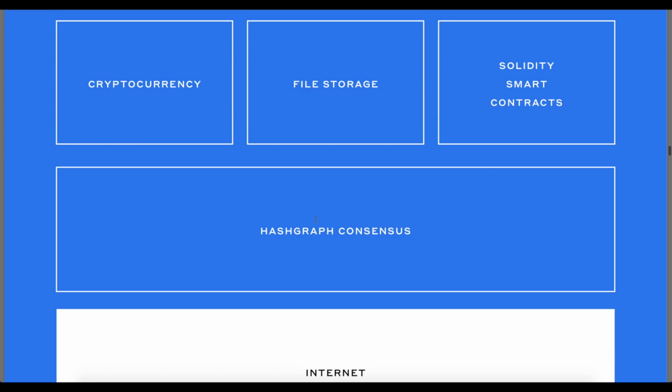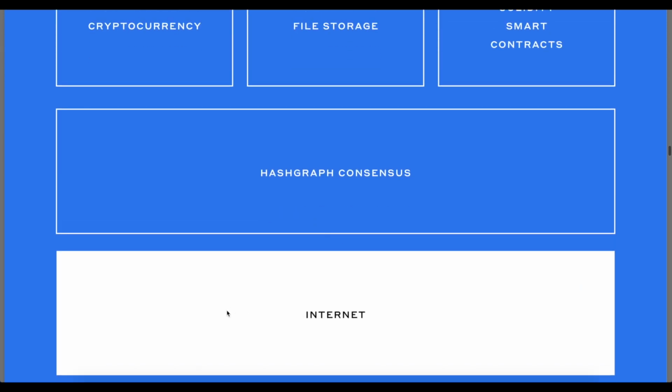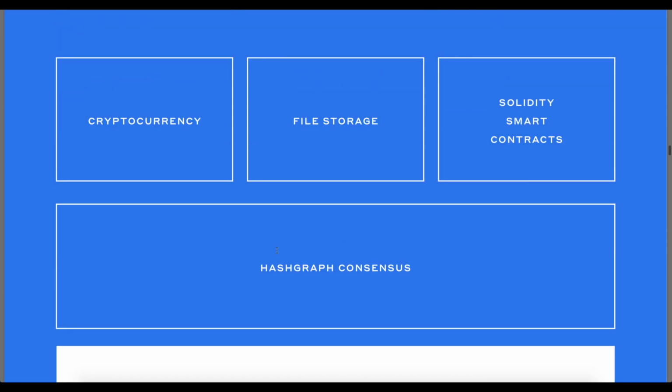Then let us see some of the architecture. So this is how they will build their architecture. Here we have the internet, here we have the Hashgraph consensus algorithm, and on top of this we will have a file storage mechanism. Then we will have cryptocurrency and Solidity smart contracts. These will be the dApps that will be built on top of it, and these file storages will be provided by different nodes, and that is basically proof of stake.